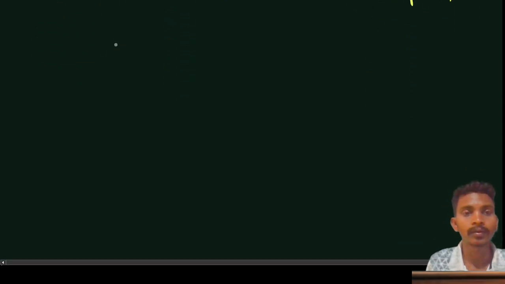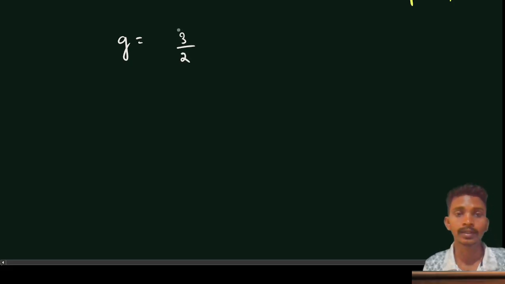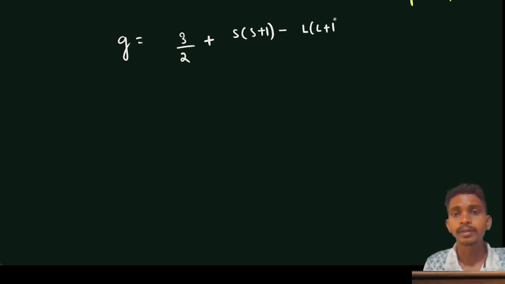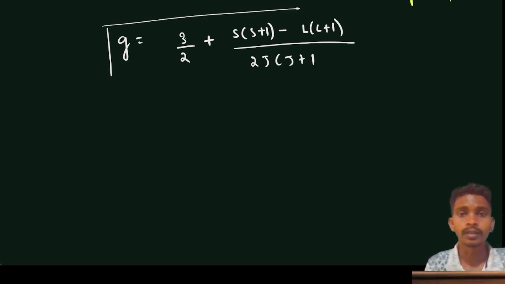So if I calculate the value of g, that is 3 upon 2, not 2 upon 3, that is 3 upon 2, bigger than this, an improper fraction, plus S(S+1), and in between a negative will come, then L(L+1), after that 2J+1. This is the formula for calculating the g value.